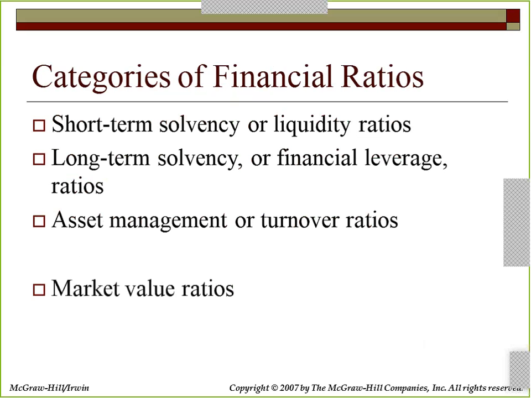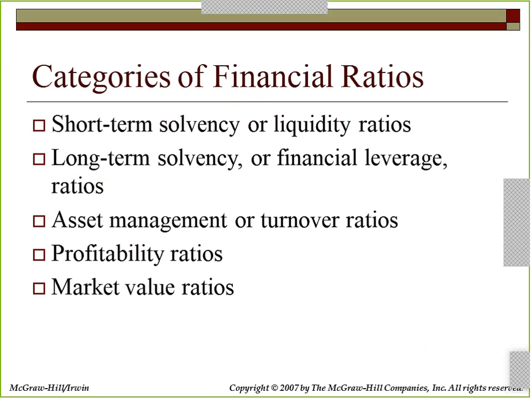Okay, here are the major categories. Short-term solvency, also known as liquidity. Long-term solvency, or financial leverage. Asset management, or turnover. Profitability, and market value. I want you to choose at least one ratio out of each of those categories.